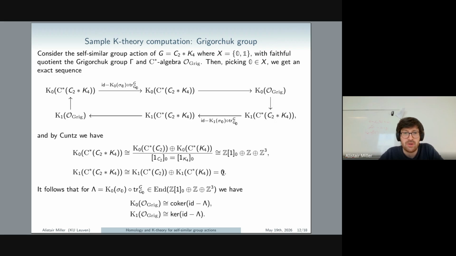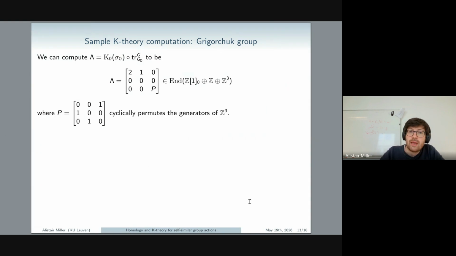Now we just have to compute what this map here does in K0. So we have Z^5 on either side, and we just need to know the cokernel and the kernel of this composition minus the identity, or the identity minus this composition. And we can compute what this map is. It turns out to be this very explicit thing.